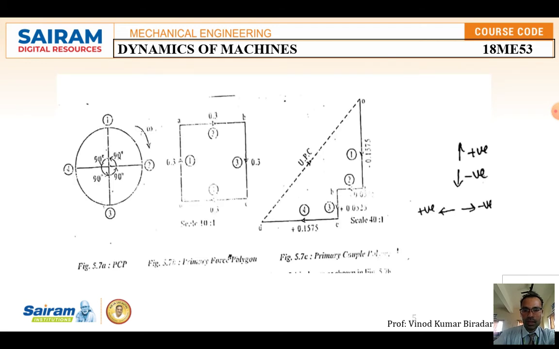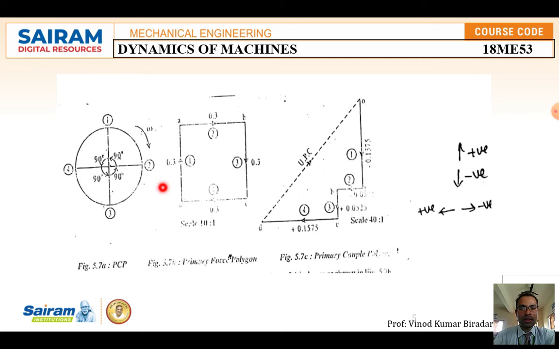So 0.3 with an angle of 90 degrees. Again A to B is the same length, 0.3. Then B to C is again 0.3, and C to O is again 0.3. Here the angle is 90 degrees, so it is a closed polygon. So there is no generation of unbalanced force. We are not going to put any dotted line to join. If a dotted line were put, that would indicate the creation of unbalanced primary forces. But the diagram is a closed polygon, hence we have not generated any unbalanced force, and there is no need to calculate. This is called the primary force polygon.